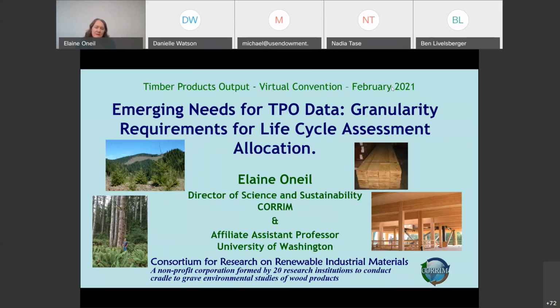Within the life cycle assessment, there's a lot of granularity that's required. Looking at that and how we might be able to use TPO data as a cross-reference, a cross-validation, is really what I wanted to talk about today. I am the Director of Science and Sustainability with Quorum. I'm going to talk a little bit about what Quorum is, because some folks know us and some don't.